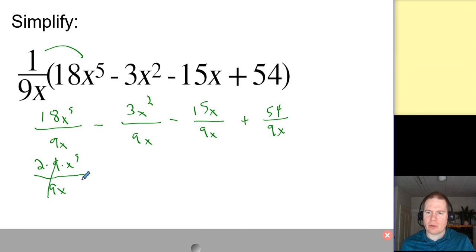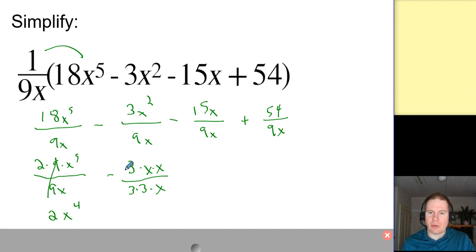So the 9's cancel. A single x cancels, so I'm left with a 2x to the 4th, right? 1 less than 5 is 4x's here. 3x squared, since that's just x squared, I'm going to write that out. That doesn't take so much space. 9x, I can factor 9. It's 3 times 3. Now, why did I factor 9 here, but I didn't bother to factor it here? Because I didn't need to factor the 9 here, right? 9 was canceling with 9. I don't care that it's 3 times 3 and 3 times 3. I already know that it's the same number.